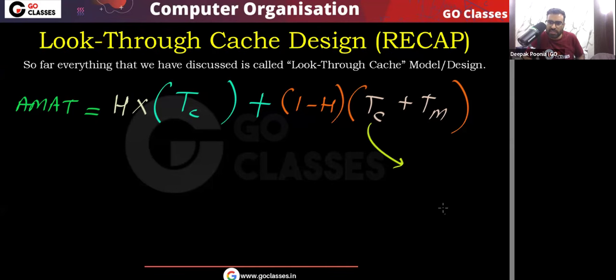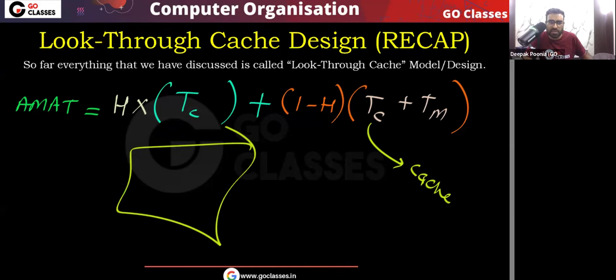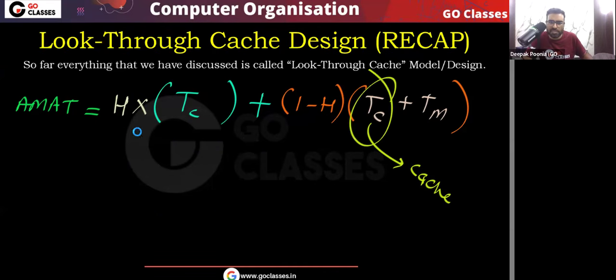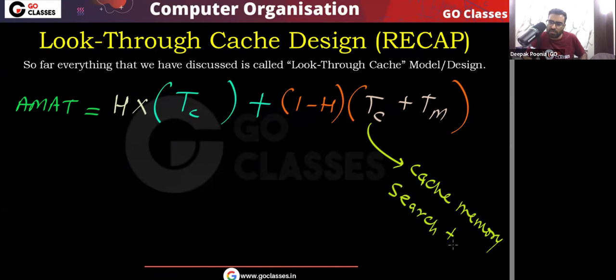So notice this TC. This is basically cache lookup time. Because when the data is not available in the cache memory, then also first we will search in the cache memory. So this is basically cache memory search time. This is cache memory search time, or you can say this is basically lookup time, or you can say this is lookup penalty.